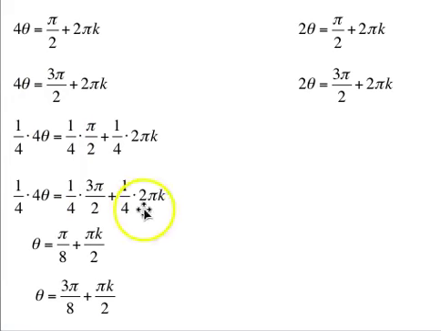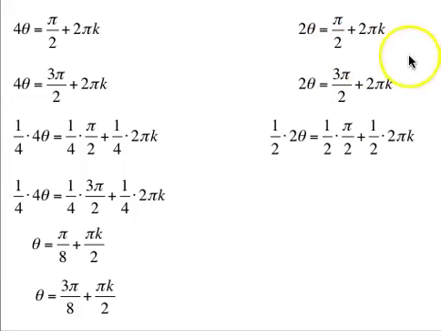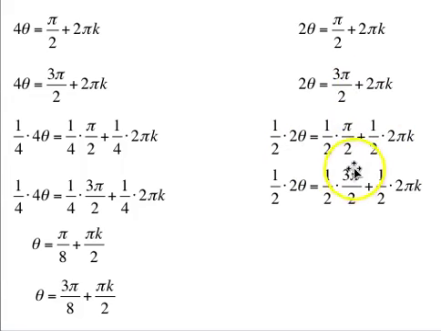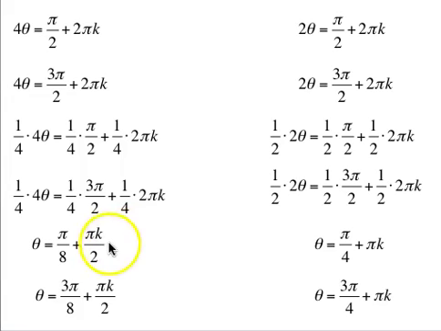So we get that with our fractions. Over on this side, we're going to divide by 2. So if I have 2 theta is pi over 2 plus 2 pi k, multiply by 1/2. Theta is pi over 4 plus pi k. And the second example, multiply by 1/2, that'll be 3 pi over 4 plus pi k, which you can see that we get. So we have our general solution, 1, 2, 3, 4 solutions there for any integer k.